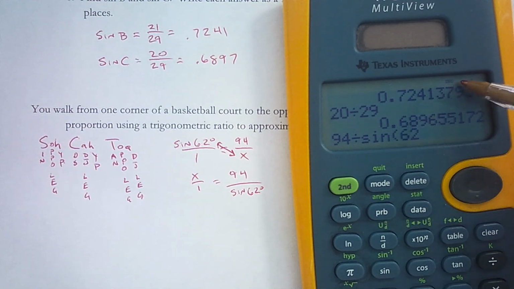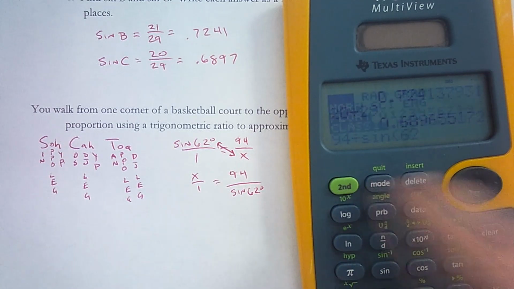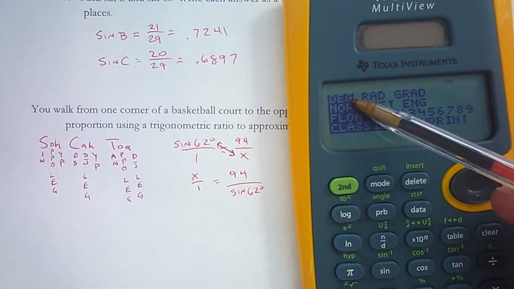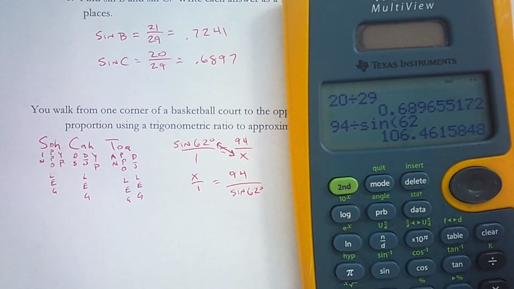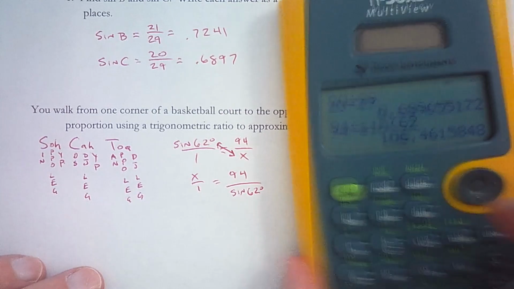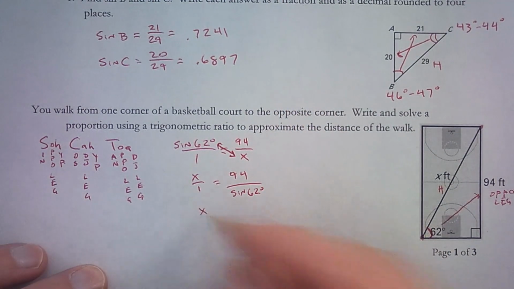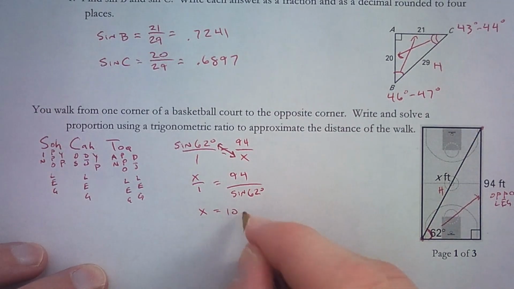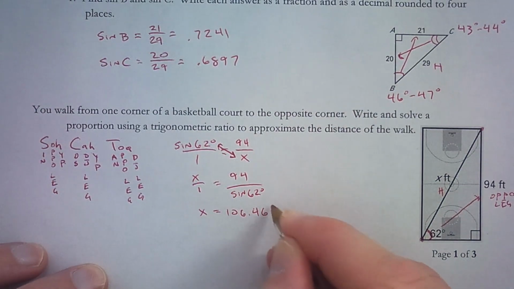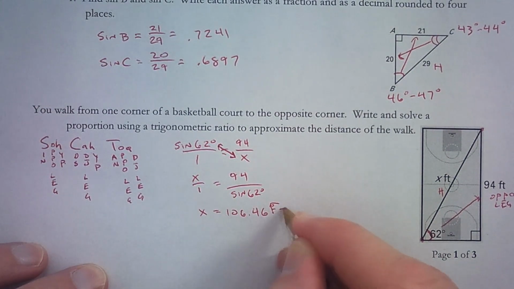And right here I want you to notice that it says DEG, that's degrees. Our calculator must be in degree mode. If it's not in degrees mode, we go to mode and we change it to degrees. Okay, so we've got 94 divided by sine 62, and that is 106.46. So the walk diagonally across the gym floor here is 106.46 feet.